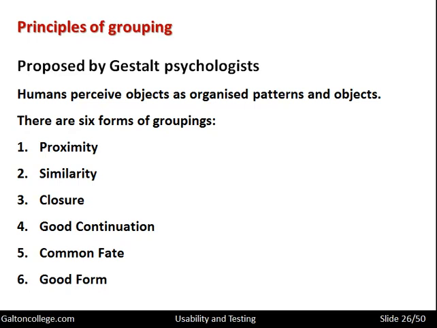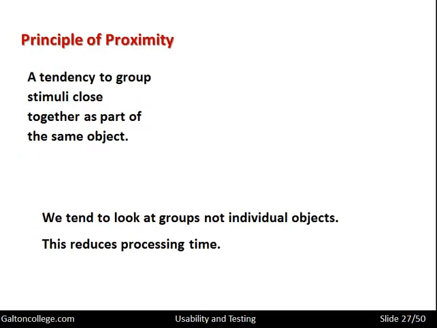Let's start by looking at the proximity. A tendency to group stimuli close together as part of the same object. That's what we mean by proximity. It's a tendency to group stimuli close together as part of the same object. We tend to look at groups, not individual objects. And we look at groups because it reduces our processing time.